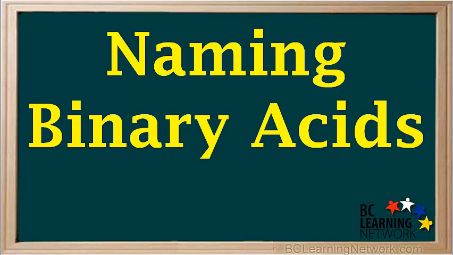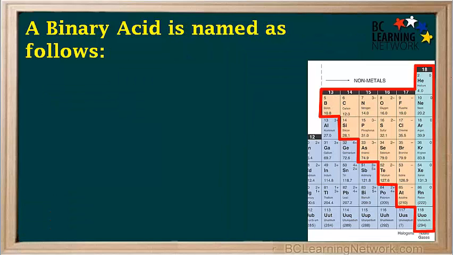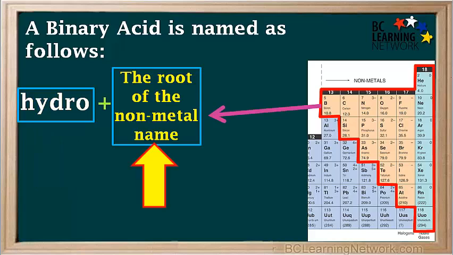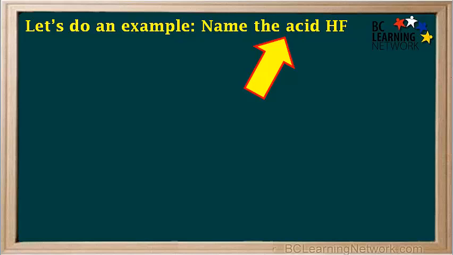We'll start with the system for naming binary acids. A binary acid is made up of hydrogen and one of the nonmetals. As shown here, nonmetals are the elements to the right of the staircase in the periodic table. A binary acid is named as follows. After we've identified the acid as containing only two elements, or a binary acid, we start by writing the prefix hydro. Next, we write the root of the nonmetal name. Lastly, we add the suffix ic to the root of the nonmetal name and follow it with the word acid.